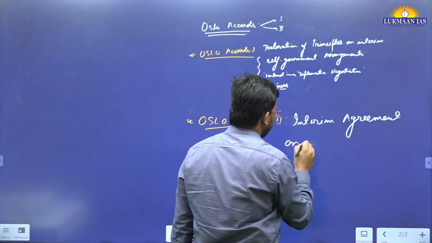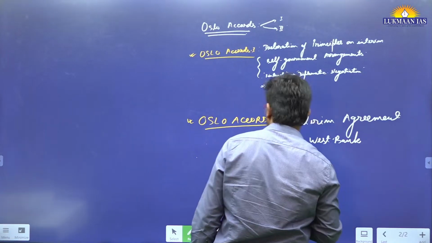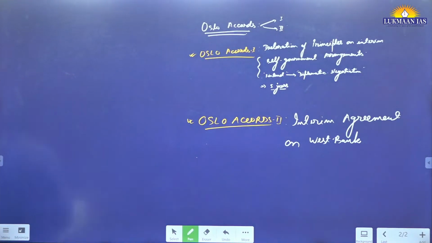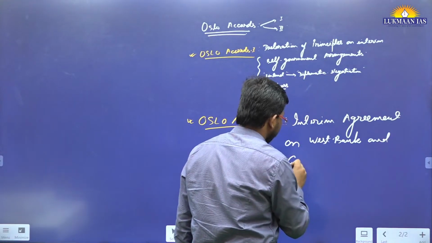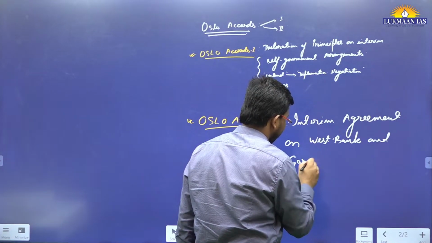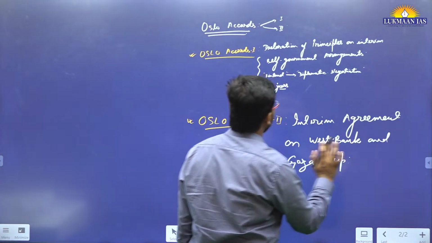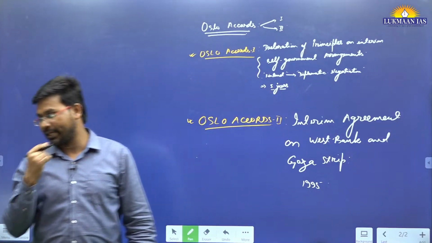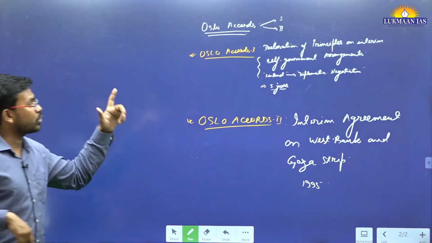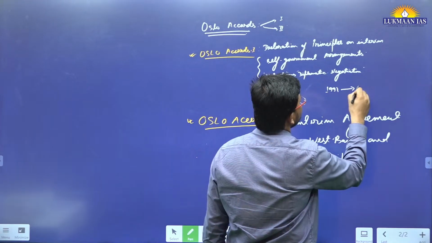on the West Bank and Gaza Strip. This is Oslo Accord 2. It was signed around 1995, and the previous Oslo Accord began in 1991 and was signed in 1993.